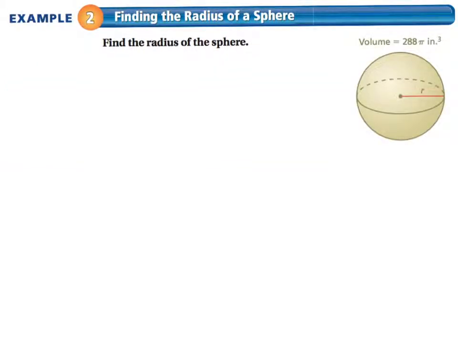Example 2, finding the radius of a sphere. So we're going to still use the same formula. So what would I write down first? You'd write down the formula. Volume, so you could write down 288 pi equals 4/3 pi r cubed. What do you think you'd do first? What would you do?